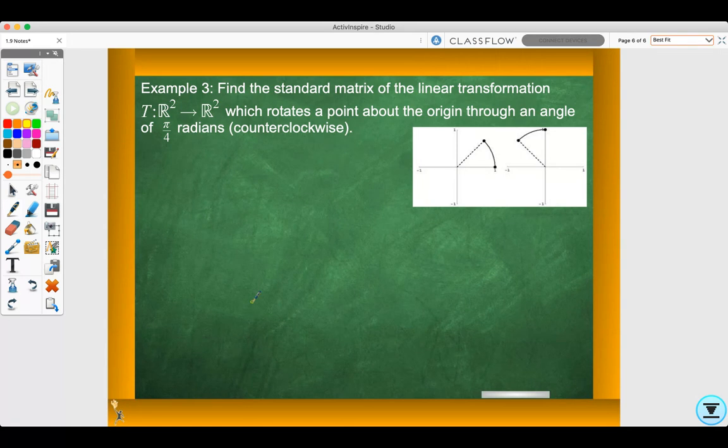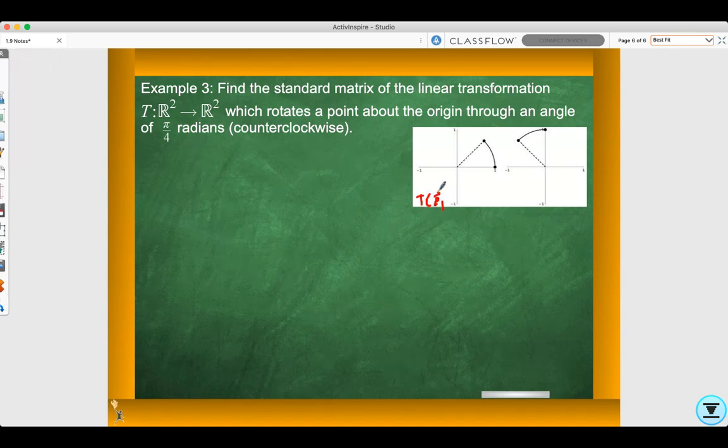In our final example, example 3, find the standard matrix of the linear transformation from R2 to R2 which rotates a point about the origin through an angle of pi over 4 radians, counterclockwise. So just that you have your two diagrams, this is the transformation of e1, and this is the transformation of e2. And this is my theta here and my theta there.